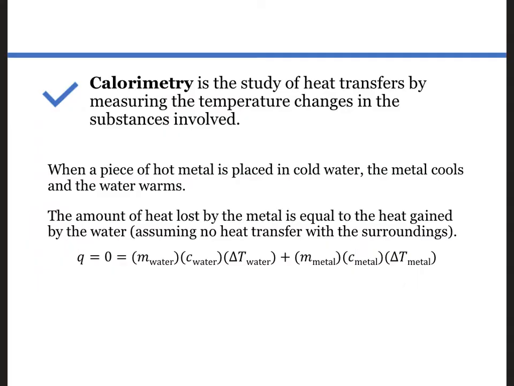Calorimetry is the study of heat transfers by measuring the temperature changes in the substances involved. For example, a piece of hot metal placed in cold water will see the metal cool as the water warms. Eventually, the metal and the water reach thermal equilibrium as they achieve the same final temperature. We can quantify the amount of heat lost by the metal as being equal to the heat gained by the water, assuming no heat transfer to the surroundings. Let's work through an example to demonstrate.